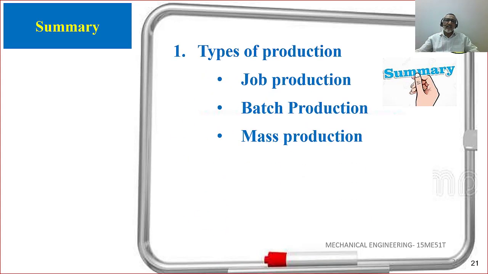We started our discussion with the types of production. So we said basically there are three types of production. One is job production, where the items are manufactured based on the order. That means for a particular job you take the order and produce that job only. In job production the company has no standard product.